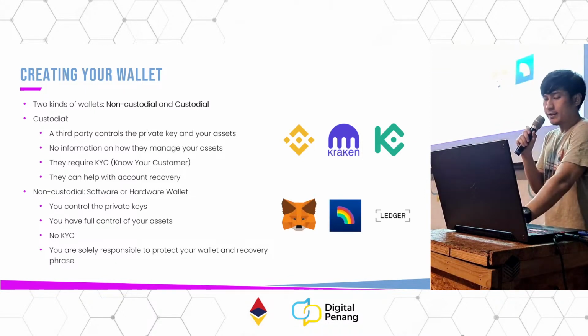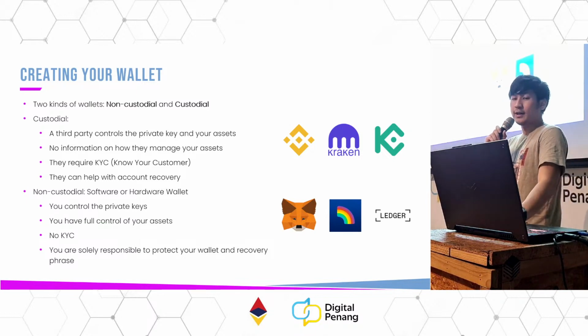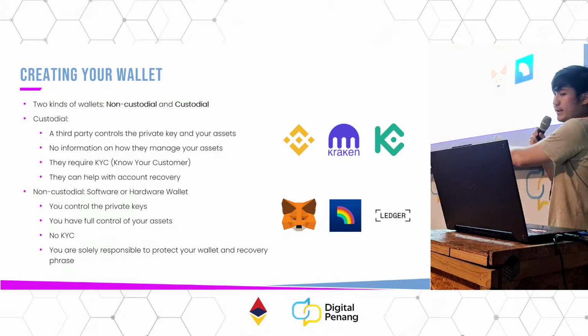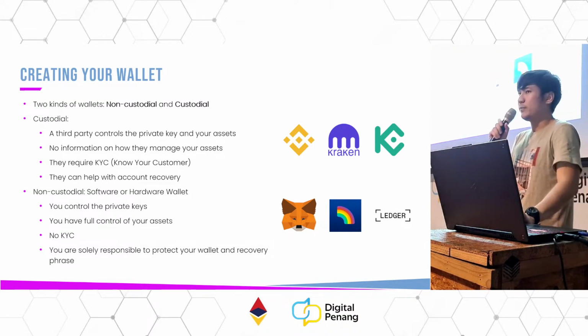Common examples of non-custodial wallets are MetaMask, Rainbow, and also Ledger. MetaMask and Rainbow are software wallets, and Ledger is a hardware wallet. We'll talk about them more later.